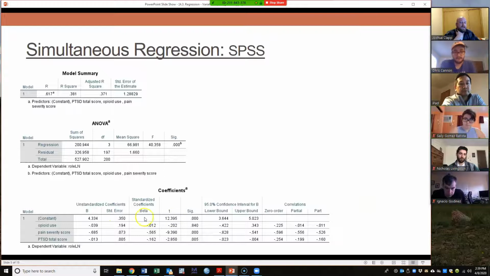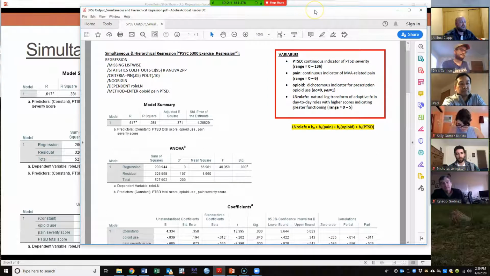Someone tell me, Nick, tell me what this constant value is. So the constant is just if all of your predictors, those values were at zero. That's the value that would predict your outcome. Yep. So our constant is just our expected value of our outcome when all of our predictors are equal to zero. And if we look at our model equation, that's pretty easy to see.